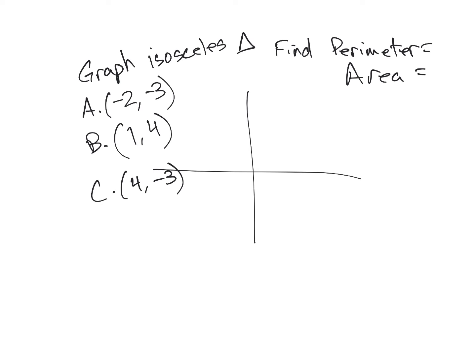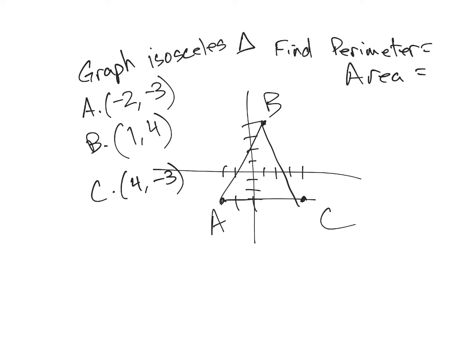Find the perimeter and area of the isosceles triangle. The points are (-2, -3), (1, 4), and (4, -3). A, B, C. This is your picture. All right? So we can count A to C: 1, 2, 3, 4, 5, 6. That's your base. But you got to get AB and BC. You only need to do your distance formula once, because isosceles means this side and that side are equal.